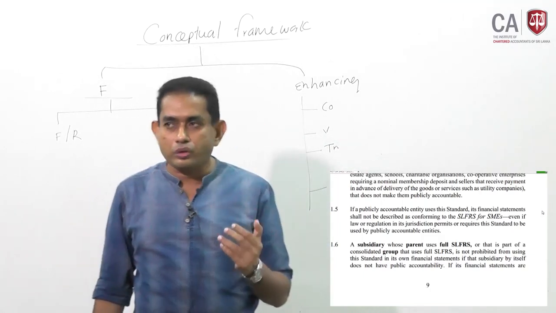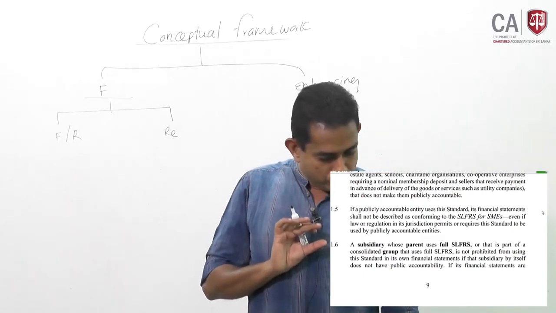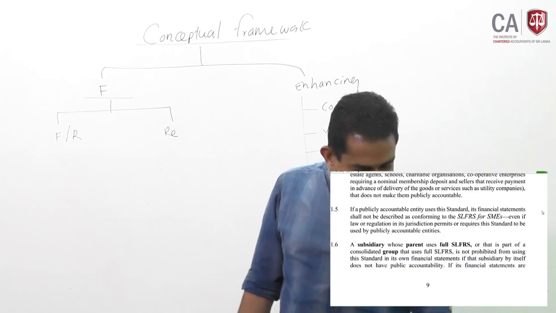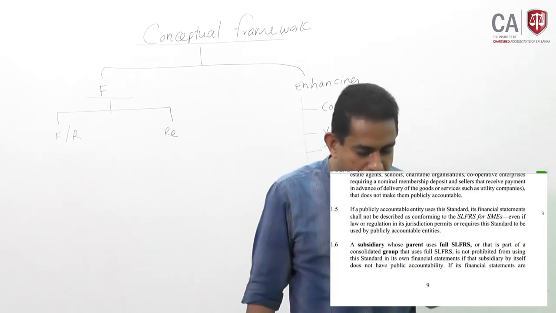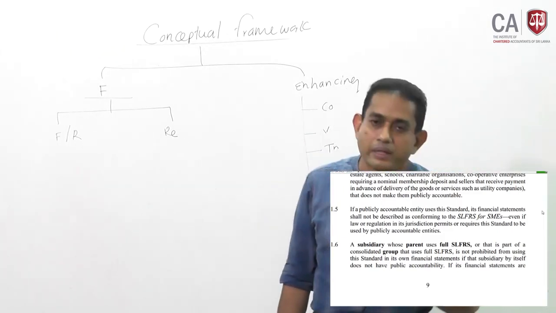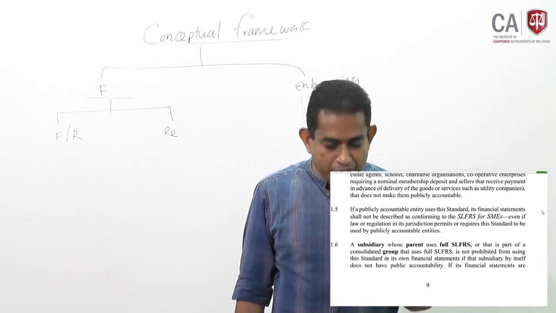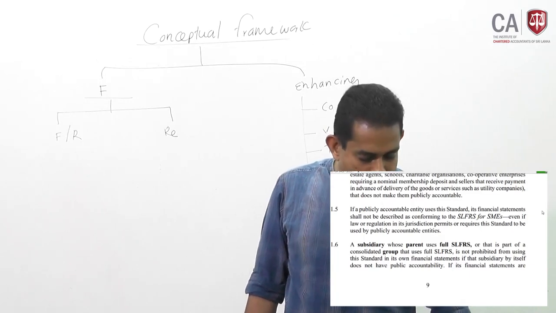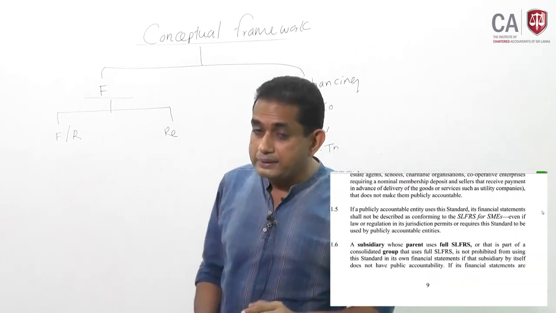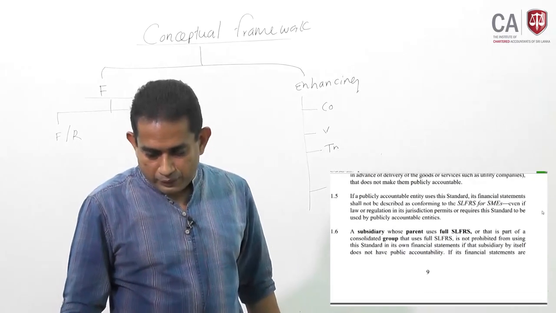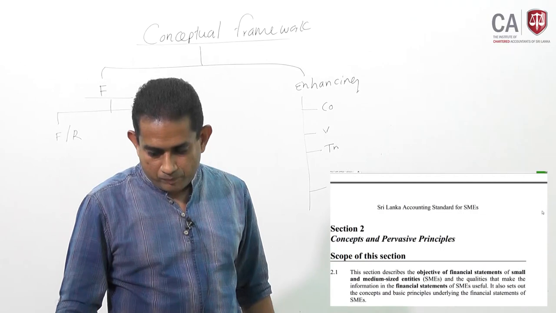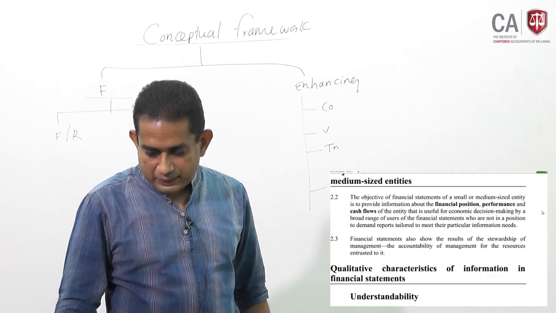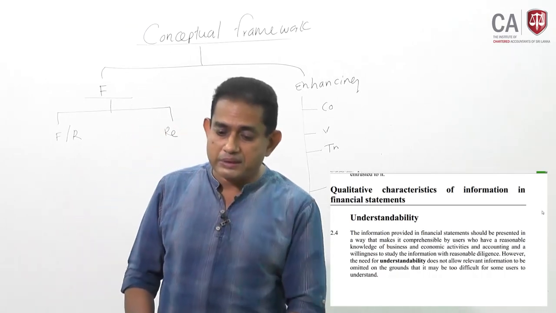Now, there is nothing called a conceptual framework here, but they have given that in a different section. This is Section 2, concepts and pervasive principles. I made a mistake. Section 2, concepts and pervasive principles, they have given us the qualitative characteristics: understandability, relevancy, materiality, reliability, substance over form, prudence, completeness, comparability, timeliness. Those are the characteristics which SLFRS for SME has given us. Now, let me take you there. Concepts and pervasive principles. Objective of financial statements for small and medium sized entities, you will get the same stuff as in full SLFRSs, but this is where the differences lie.